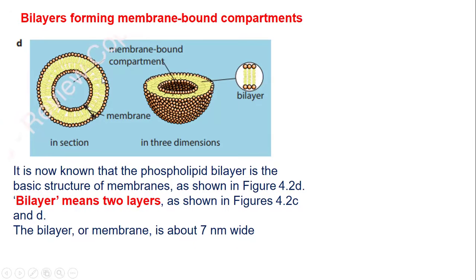So the cell surface membrane is really thin, usually about 7 nanometers wide. So this shows you the bilayer, like you can see here, how they are showing us the bilayer. We have this first layer and then this other layer.